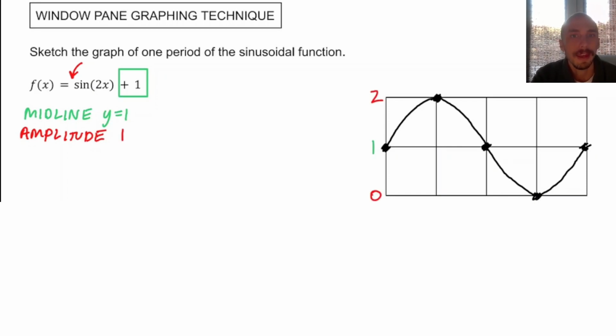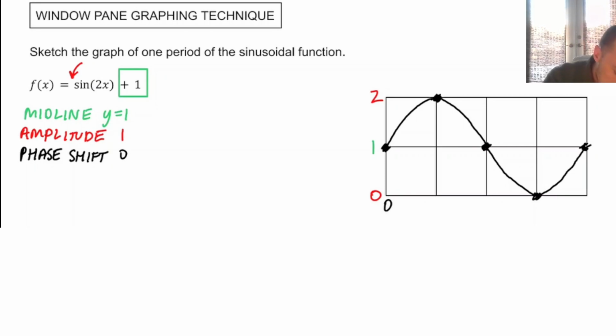And then I need to think about the phase shift. Where am I starting horizontally? I don't see x added to anything or subtracted from anything on the inside of sine, so the phase shift is going to be 0. That means on x, I'm starting at 0. And the last thing I would figure out, unless I'd already figured it out earlier, is the period.